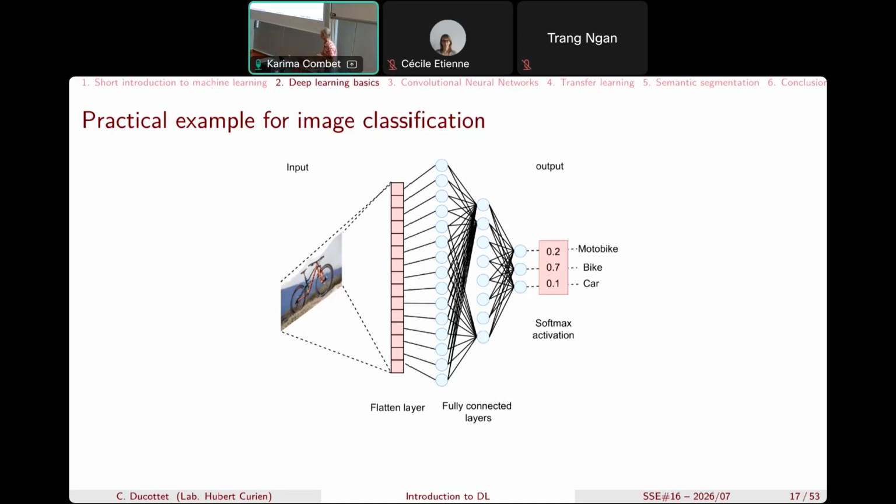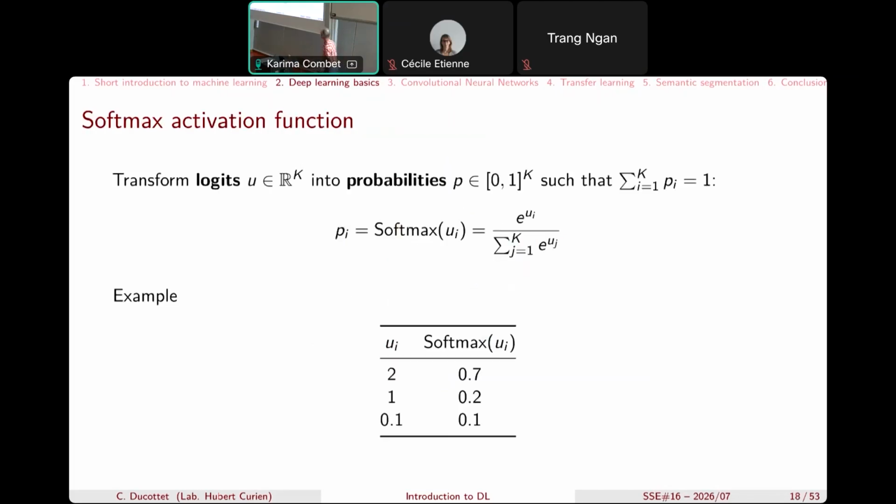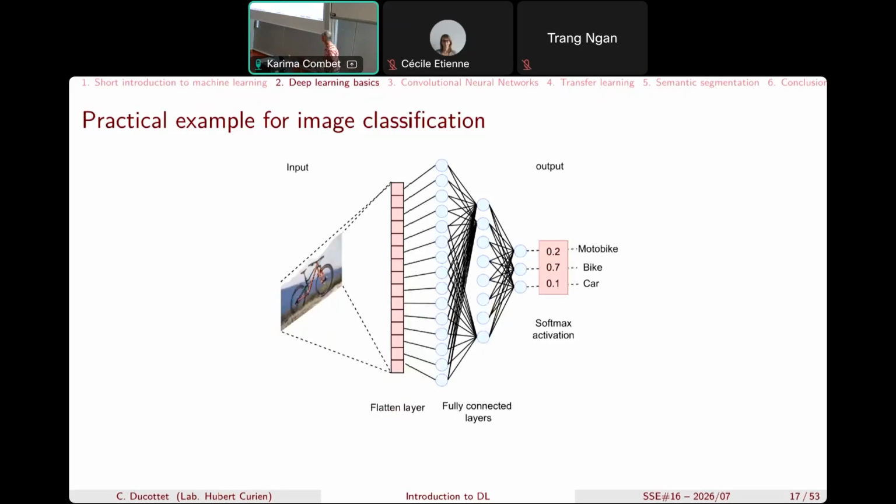So having these neurons and this architecture, we could think of having a prediction of the class of an image. But this is not enough; we have to introduce other things to be able to understand how it would work.